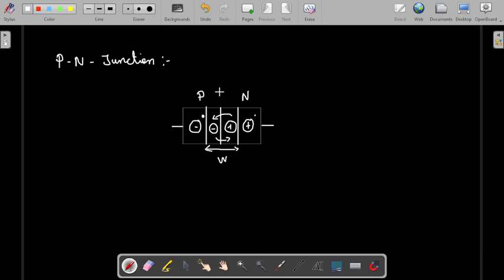So at this instant, x will be equal to 0. So we are mentioning something. This is normal 300 K. Everything we will take at 300 K for our understanding purposes.